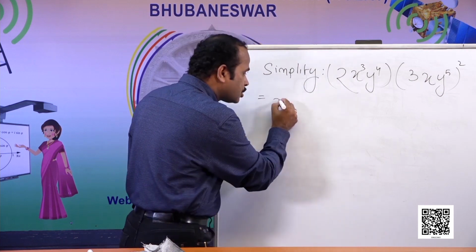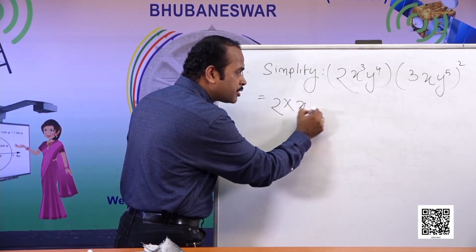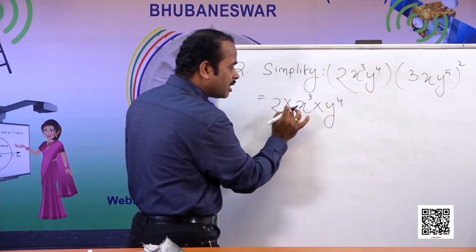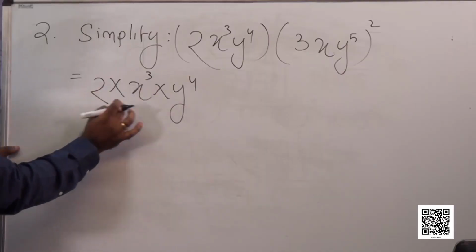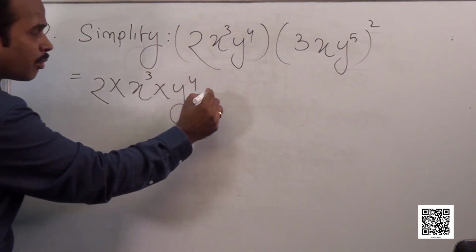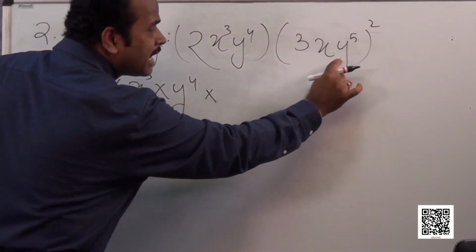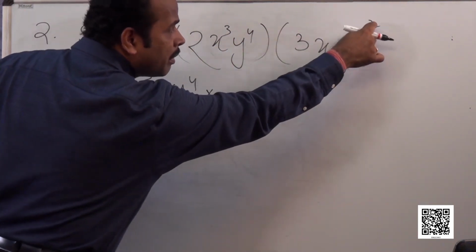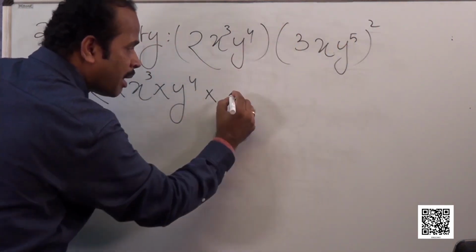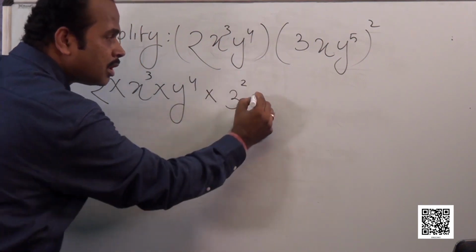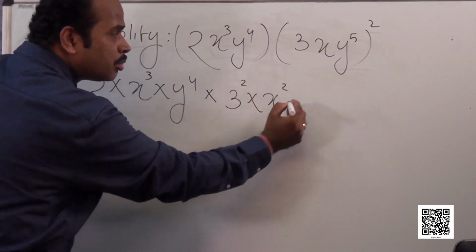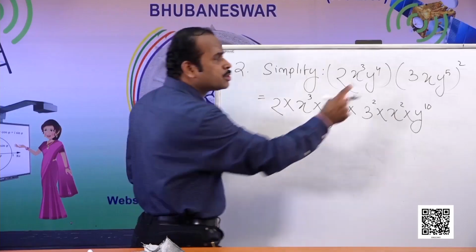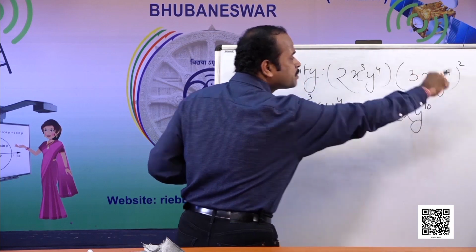Now, this is 2 into x to the power 3 into y to the power 4. Splitting this term individually, I can write it as 2 into x to the power 3 into y to the power 4. But here this entire expression has another power, 2. So this power 2 will be applied to every individual term's power. So now 3 to the power 2 into x to the power 2 into y to the power 10. So this 2 becomes each individual term's power now.